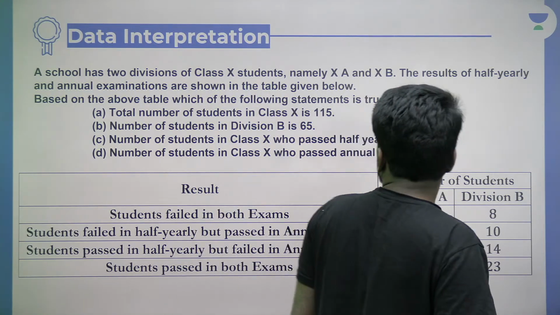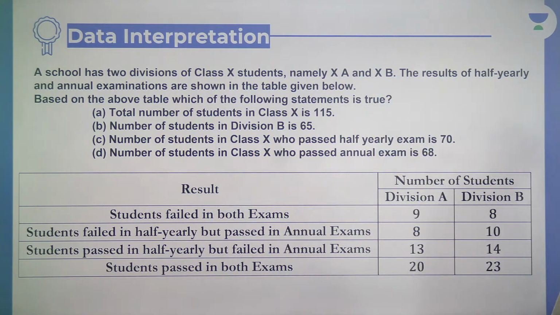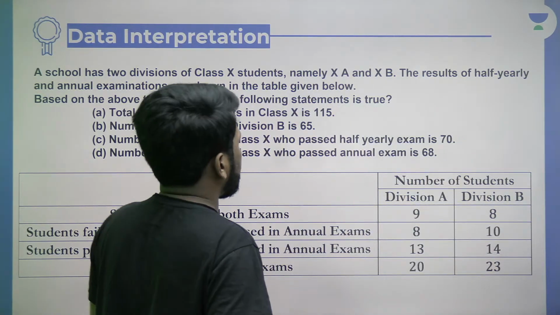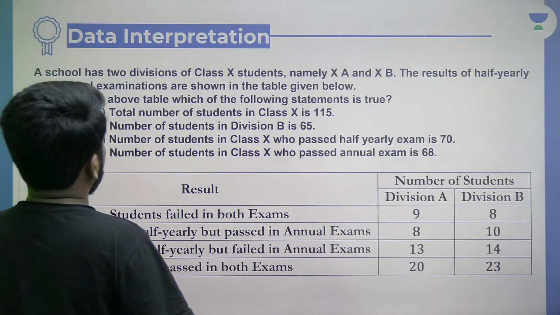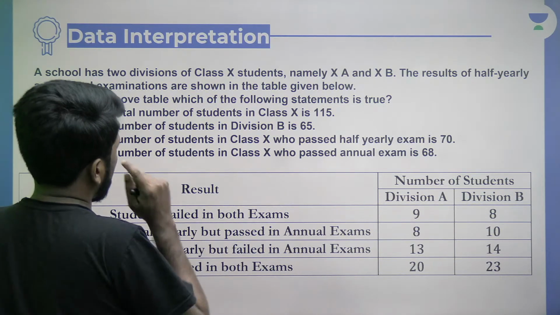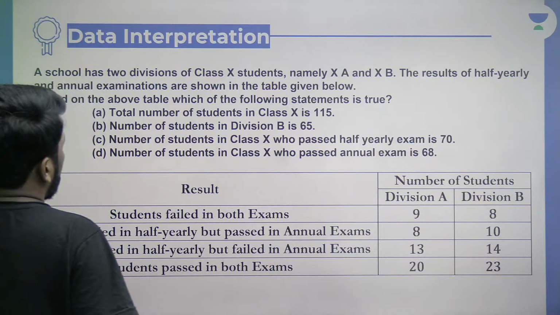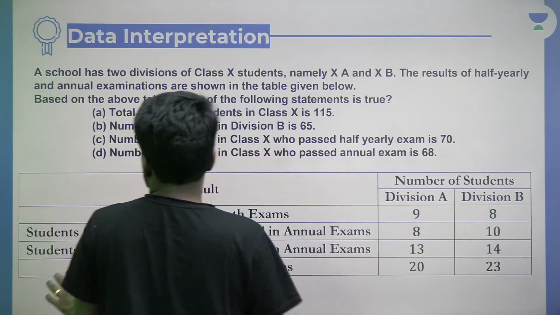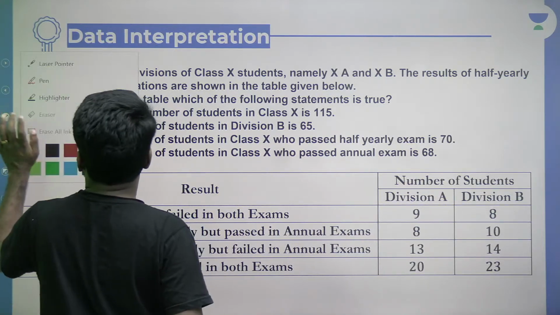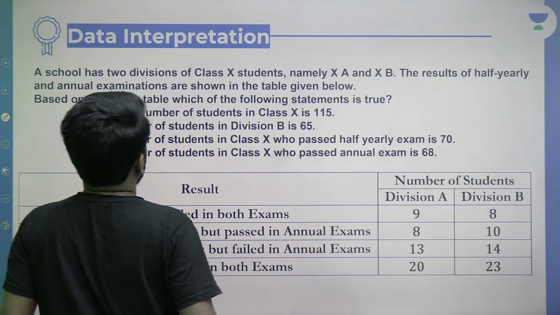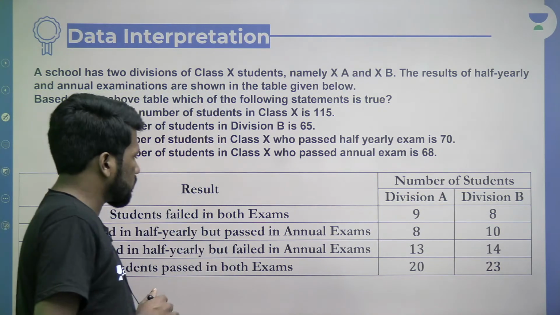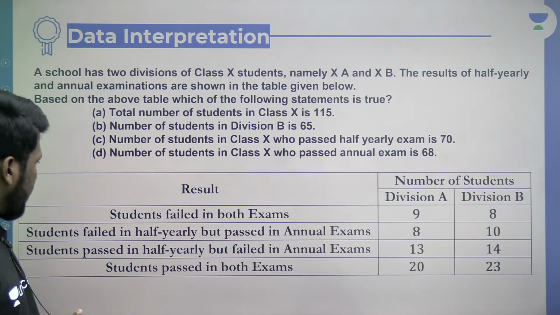A school has two divisions of class 10 students, namely 10A and 10B. The results of half yearly and annual examinations are shown in the table given below. Based on the above table, which of the following is true? Option A: total number of students in class 10 is 115. Total number of students, first understand this table properly.